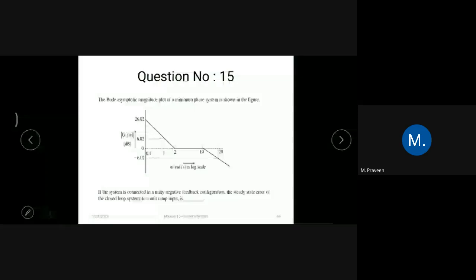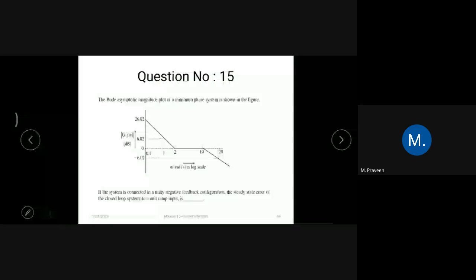The system is connected with a unity negative feedback configuration. What is the steady state error of this closed loop system for a unit ramp input? I already mentioned, whenever a unit ramp is given, we should get a type 1 system. If it is type 2, then we should have parabolic input. If it is type 0, we should have unit step input. Since ramp input is mentioned, we have to check the type of the system.